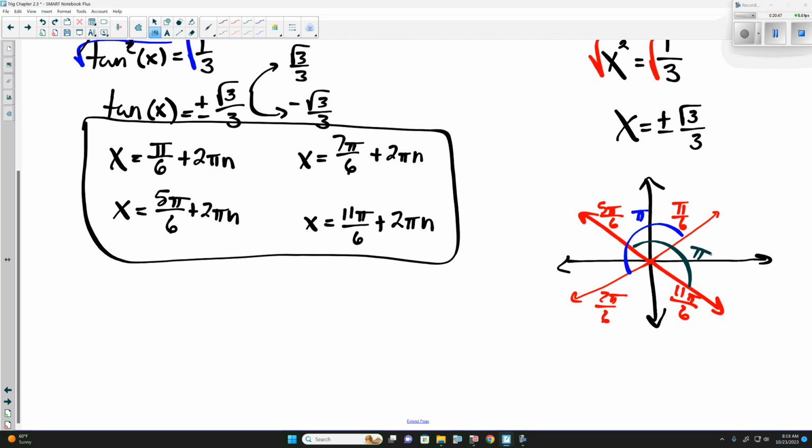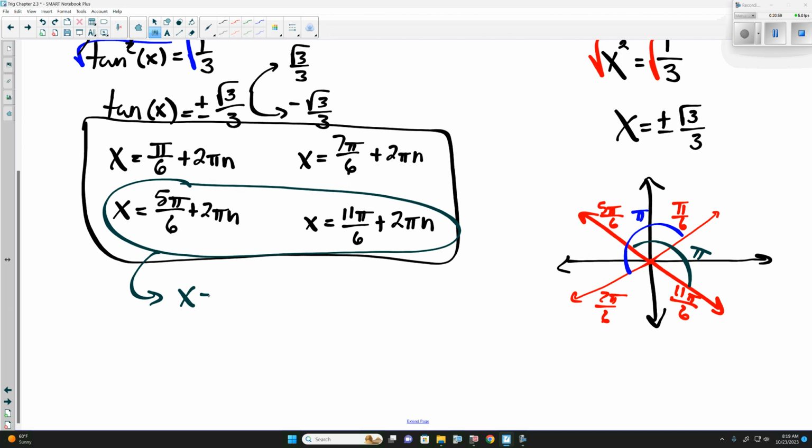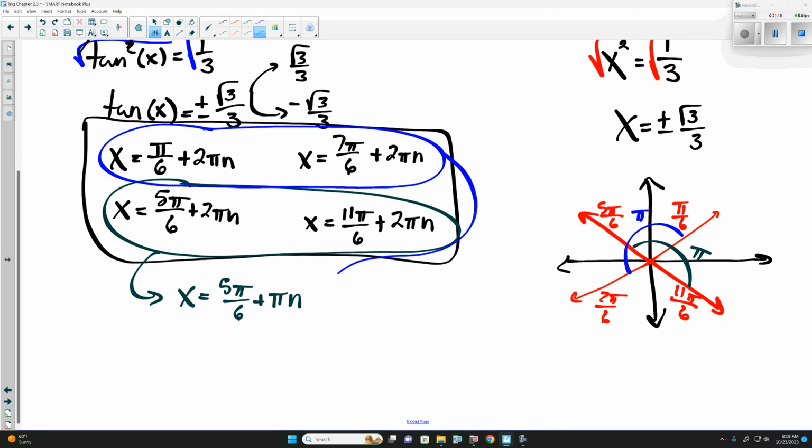So what works out is that our 5 pi over 6 and 11 pi over 6, these two statements here, can be simplified to x equals 5 pi over 6 plus pi n. Because they flip that pi and both of them are there, we can just write it as pi n because it'll go from one to the other. Incidentally, because pi over 6 and 7 pi over 6 are also a distance of pi, we can say x is equal to pi over 6 plus pi n.